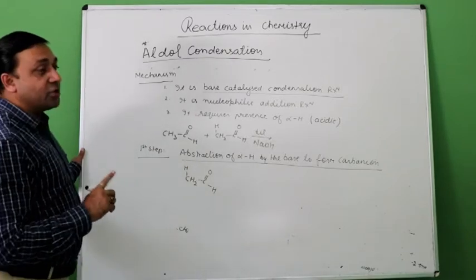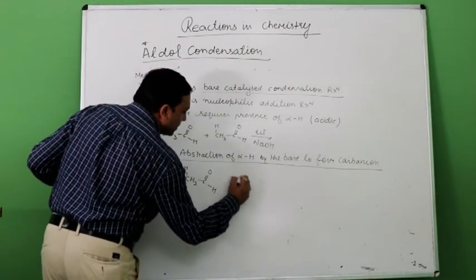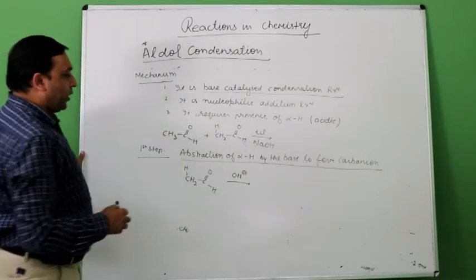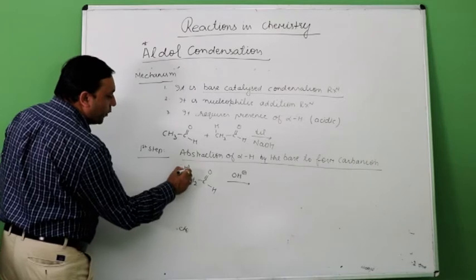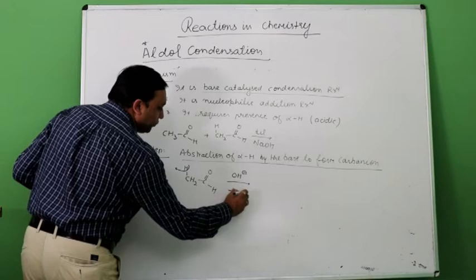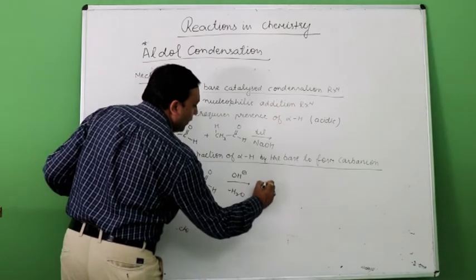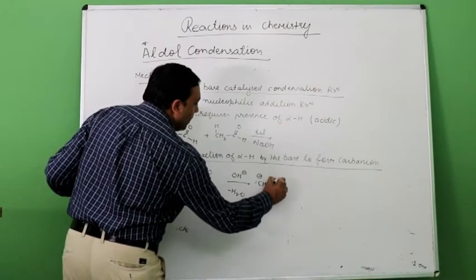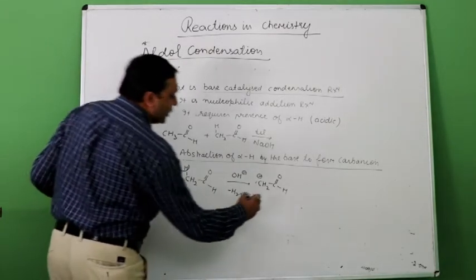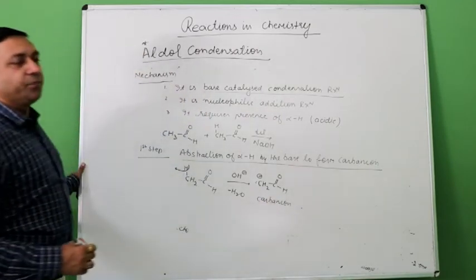Now this alpha H is slightly acidic. How is it acidic? If I take a base, say OH negative, dilute NaOH, there will be abstraction, means there will be removal of H positive ions. When H positive ion is removed, carbon will acquire a negative charge. Negative charge on carbon is called carbanion.